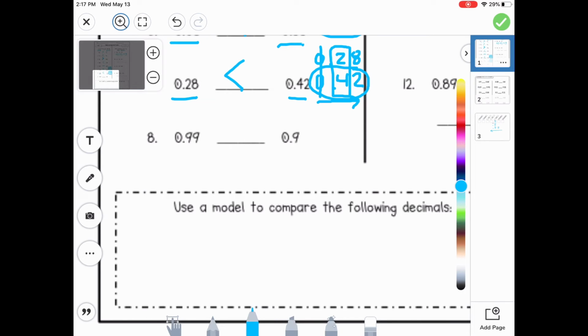All right, let's take a look at question number 8. 99 hundredths compared to 9 tenths. I would rather have 99 hundredths. This one, I would need to look at the hundredths place, because on 99 hundredths I have 9 hundredths, whereas over here I have technically 0 hundredths.